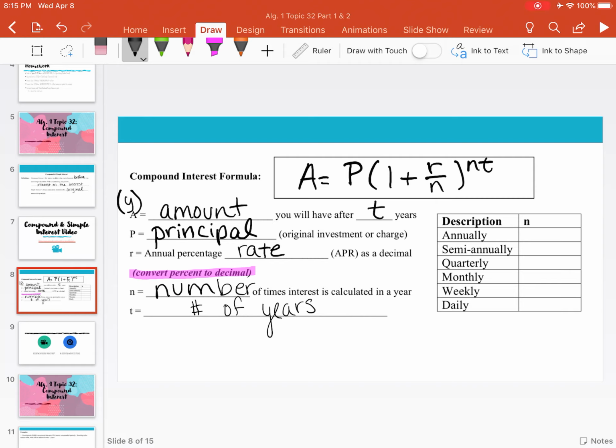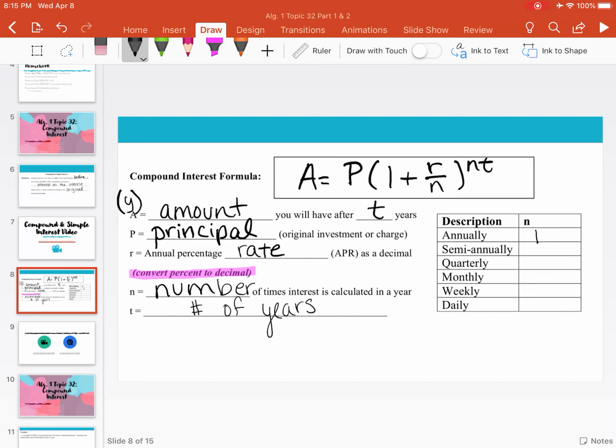Now all of these values are pretty straightforward except N. N usually is given with a description instead of a specific number, so we can identify based on the descriptor word what the N value will be. Here we have annually. Now if you have an annual parade that happens in your town or city, that means it happens once per year.